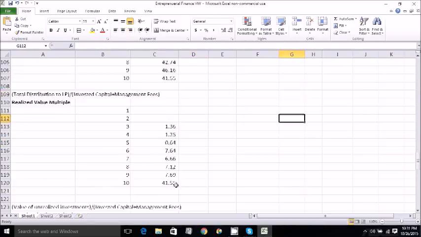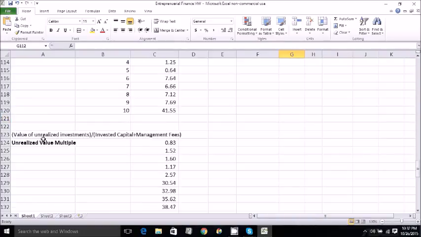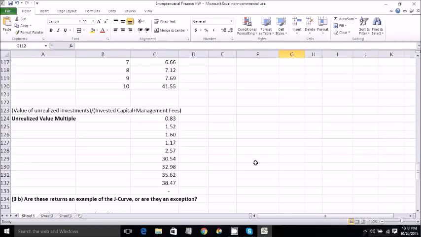Moving along to realized value multiple. For years 1 and 2, that's 0. Year 10 is 41.55. And I've written out a formula here. For unrealized value multiple, 0.83 in year 1 goes to a high of 38.47 in year 9. There's nothing for year 10.